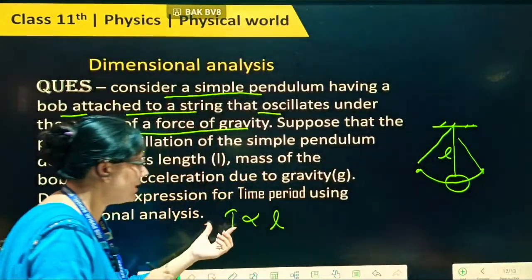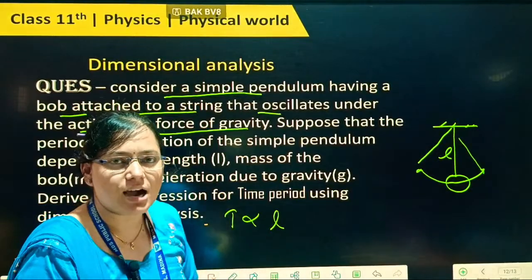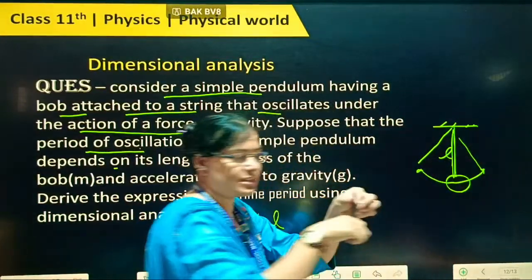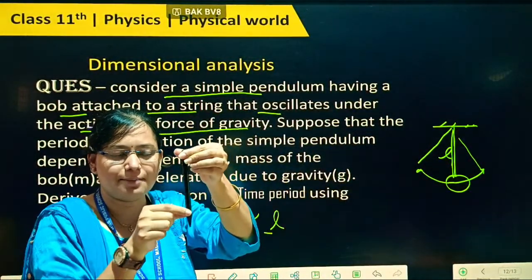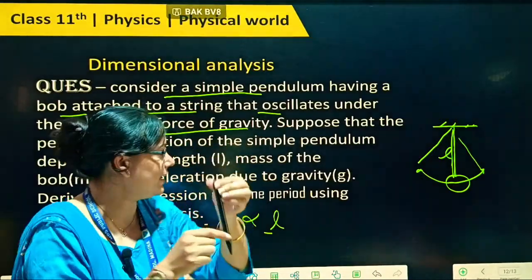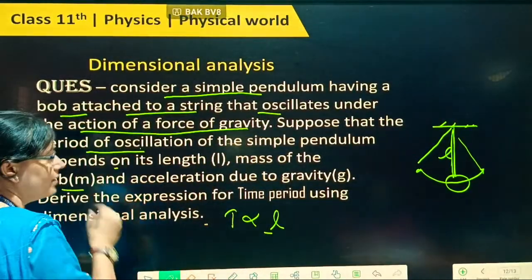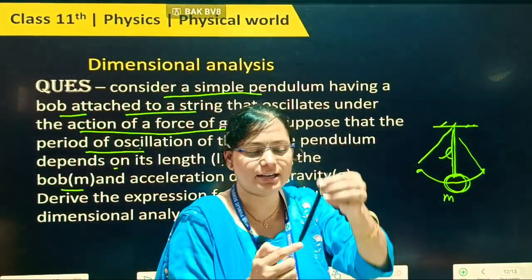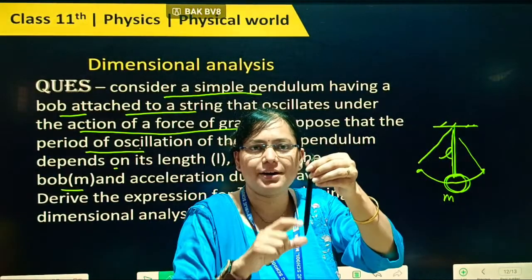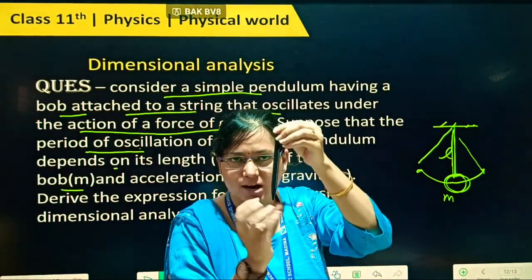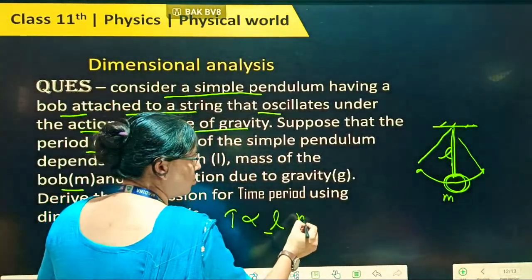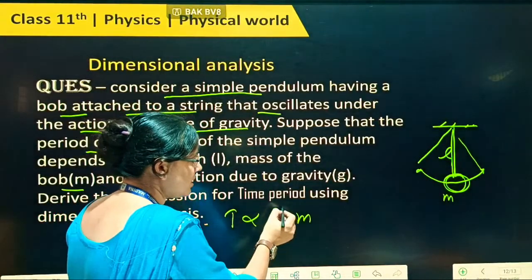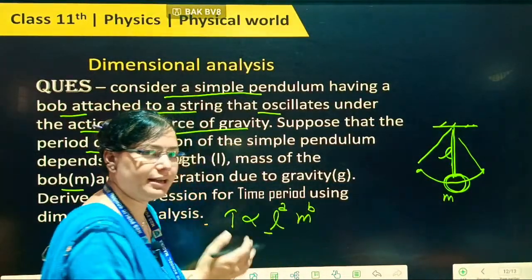In our question we have to find how the time period depends upon the length of this pendulum. This is our length. Second is the mass of the bob, this is our bob, and its mass we have taken as m. How does the time period depend on the mass of the bob? We also don't know whether it is directly proportional, inversely, square, like this. That's why we are assuming powers a, b, c.